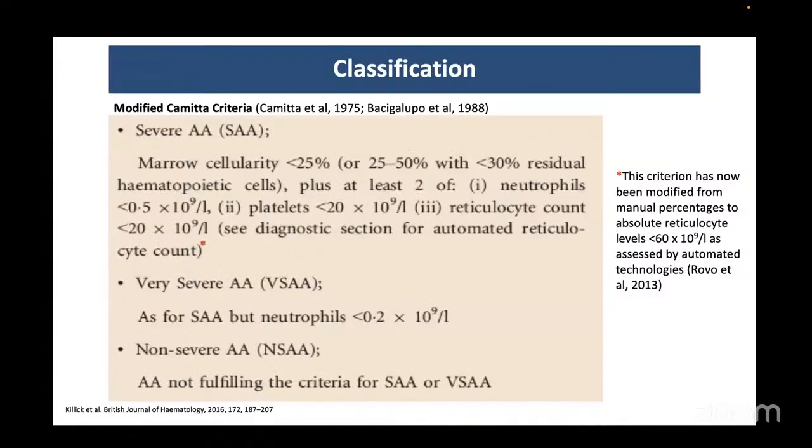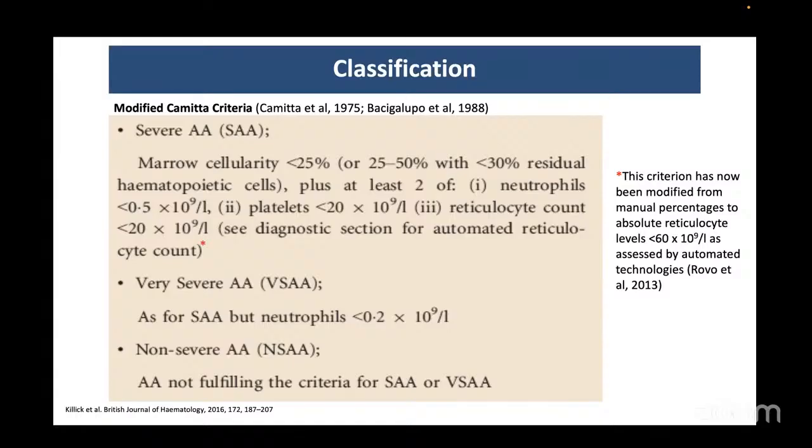So these were the Camitta criteria that I had earlier spoken about. Broadly speaking, aplastic anemia pathologically is classified into severe, very severe, and non-severe types. But for treatment or the clinical part, we only look at two sides: the transfusion dependency of the patient and the risk for infections.